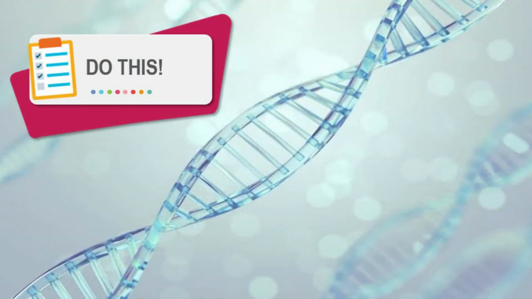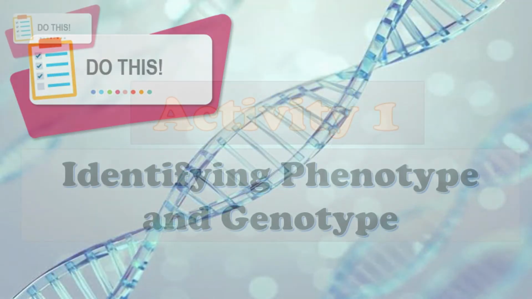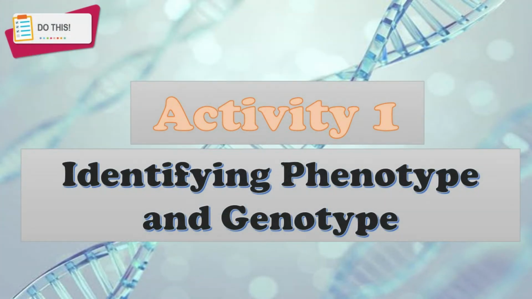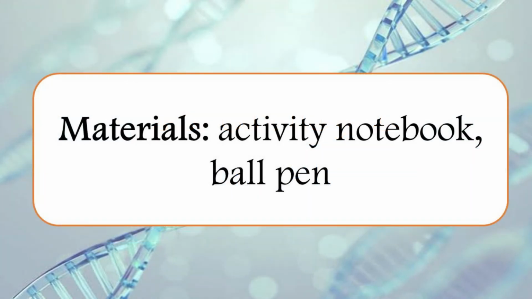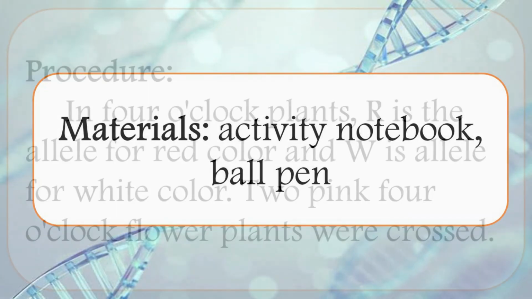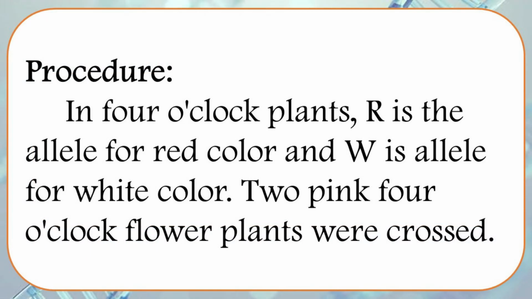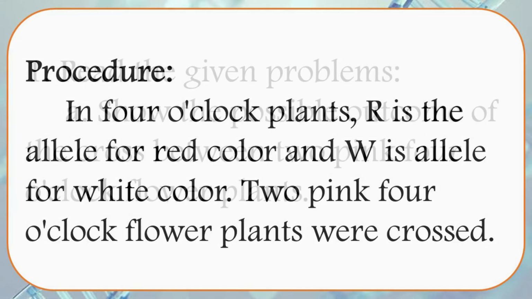Do these activities. Activity 1 entitled Identifying Phenotype and Genotype. Materials needed are activity notebook and ballpen. Procedure. In 4 o'clock plants, R is the allele for red color and W is the allele for white color. 2 pink 4 o'clock flower plants were crossed.